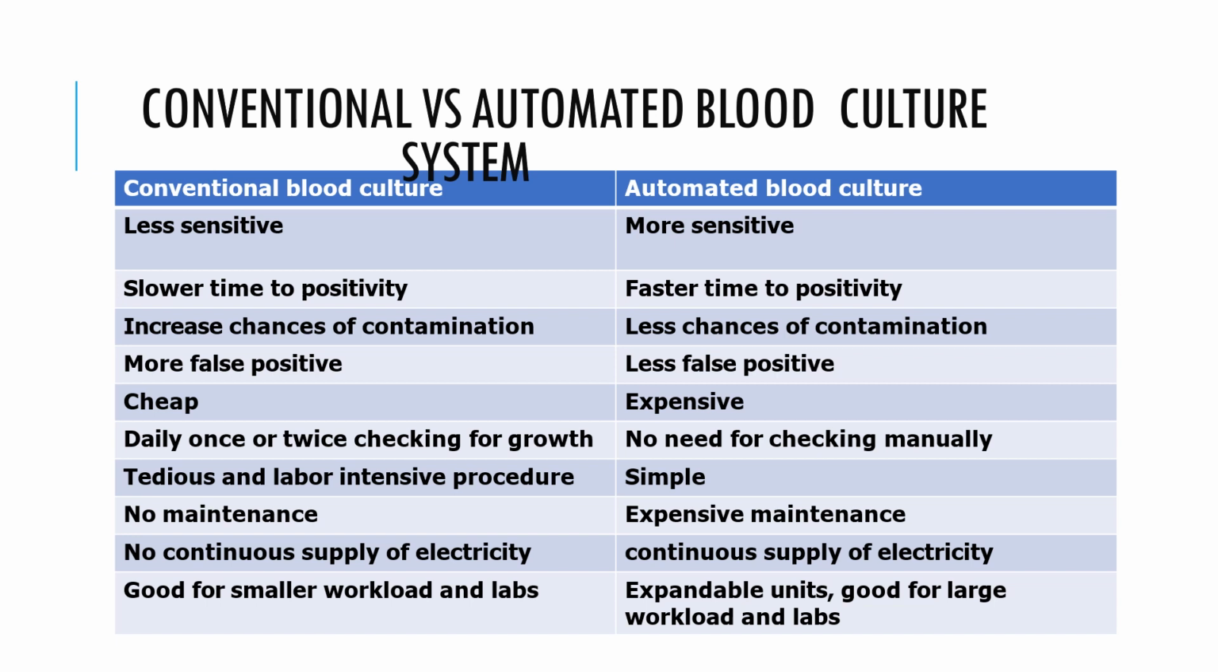While automated is more sensitive, has faster time to positivity, fewer chances of contamination, and fewer false positives. However, it is expensive. No need to check manually. It is simple, but it has expensive maintenance. Continuous electricity supply is required, and expandable units are required. It's good for larger labs with heavy workload.